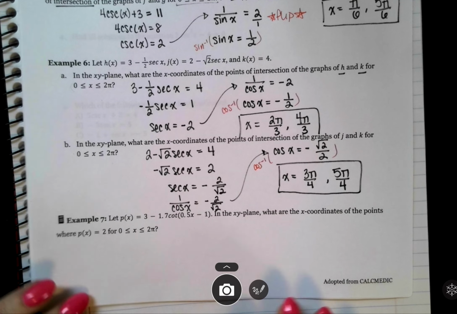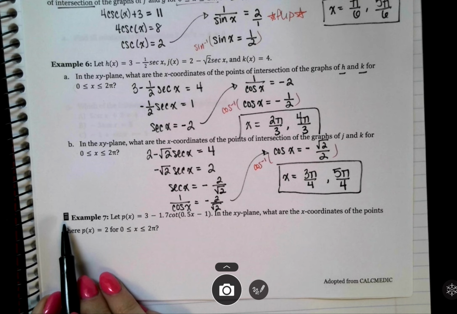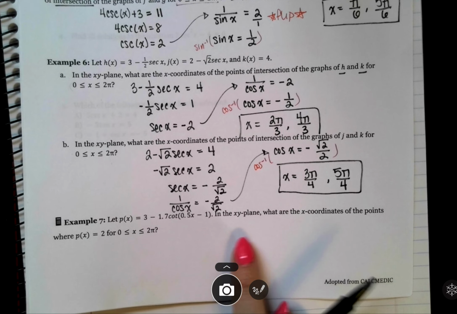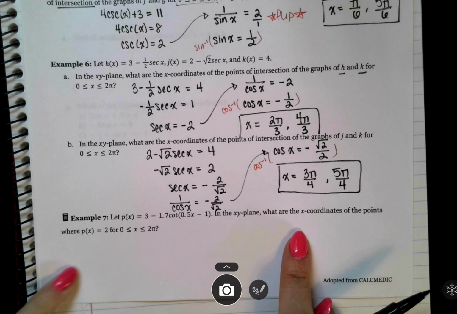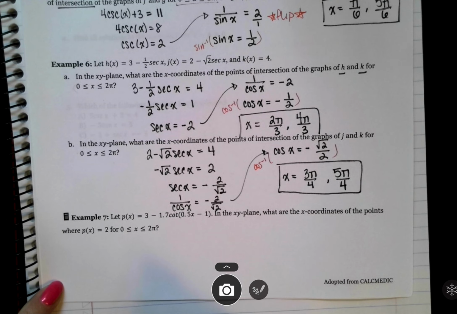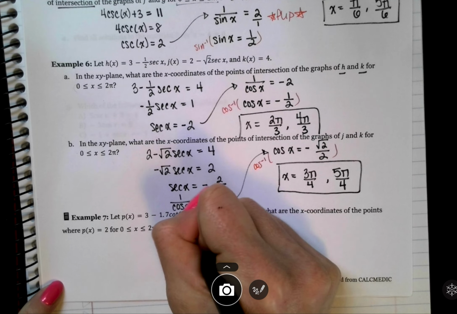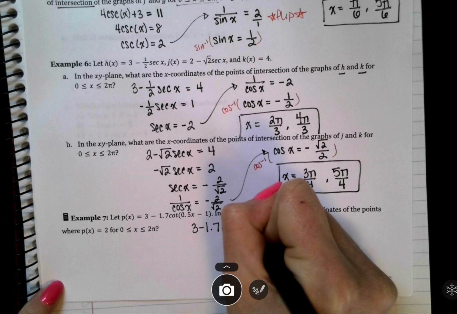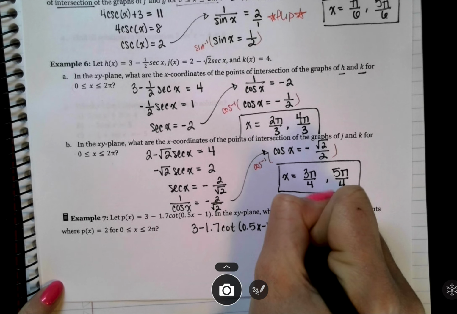All right, our last example in this notes is example 7. There is a calculator symbol here, which means we are going to use our calculator for this one. So we have p of x, and it asks us to find the x coordinates of the points where p of x equals 2 for the interval between 0 and 2 pi. So I'm going to set this up. 3 minus 1.7 cotangent of 0.5x minus 1 has to equal 2.